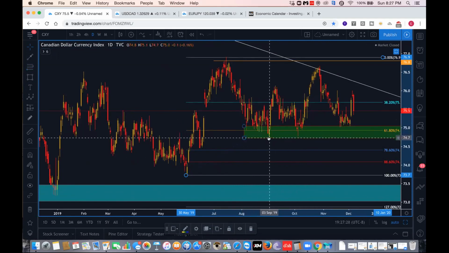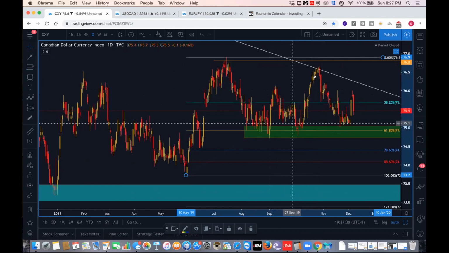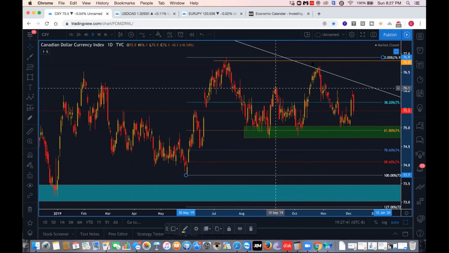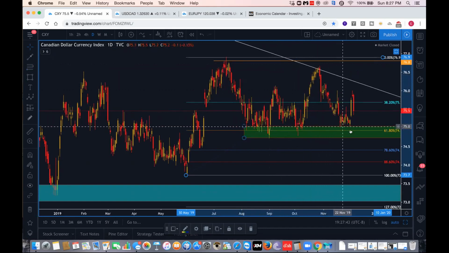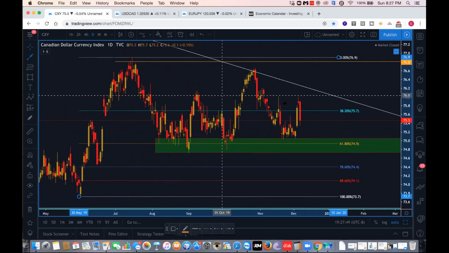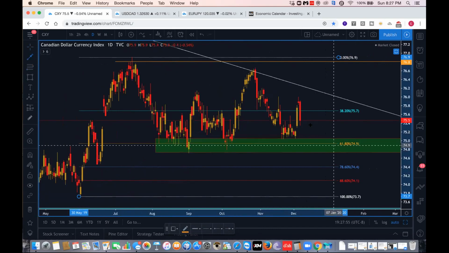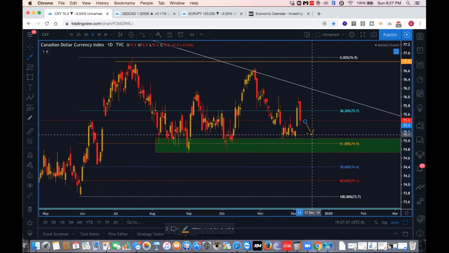Pushed down to 61.8, pushes up. Finds resistance, pushes back down to the 61.8, finds support, pushes back up. Hits the descending trend line, makes a new high from these highs. Price pushes back down and falls just short of the 61.8. So overall, what I would like to see is for price to respect these lows and do something like this.